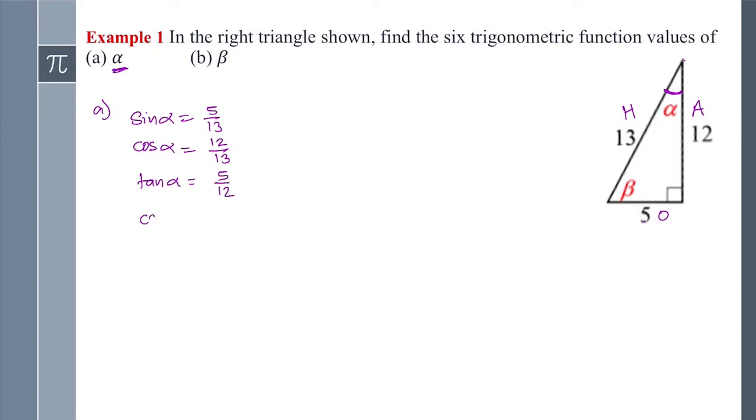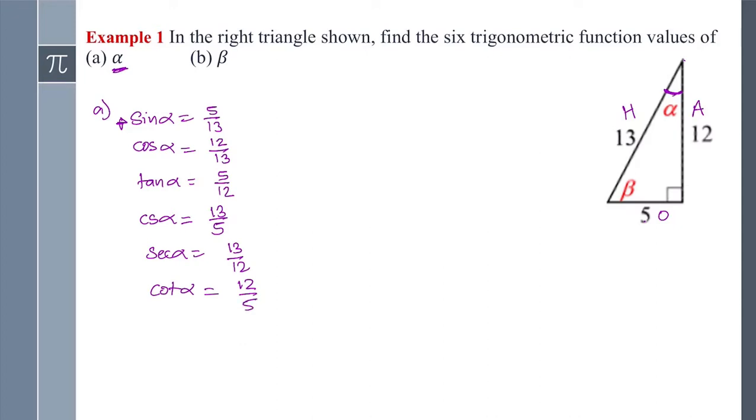Similarly, cosecant alpha is hypotenuse over opposite, or just the reciprocal of sine. Once you have sine, you can just take the reciprocal of that, which is 13 over 5. Now secant of alpha is the reciprocal of cosine, or hypotenuse over adjacent, so it is 13 over 12. And similarly, cotangent is the reciprocal of tangent, or adjacent over opposite, which is 12 over 5. So that is for angle alpha.